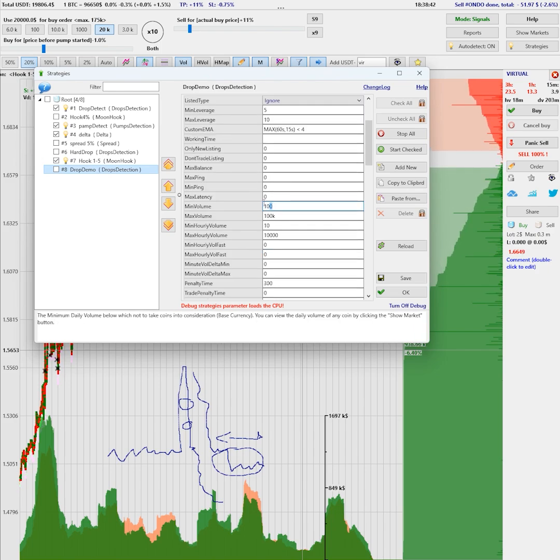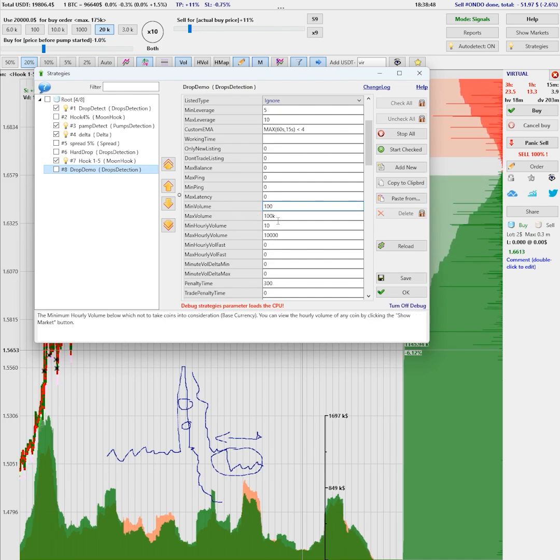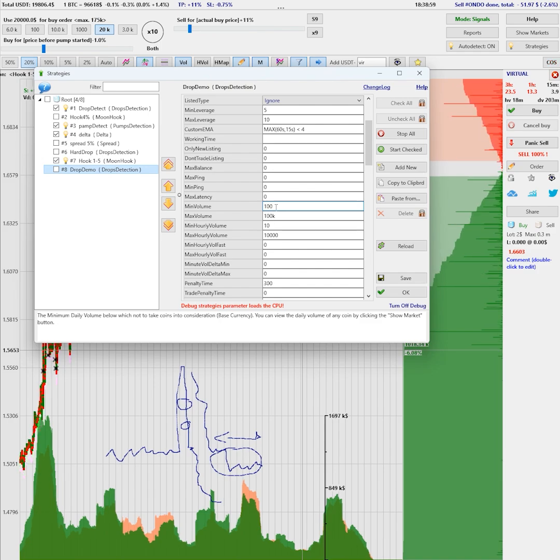Now this is where the magic happens. You have a lot of volume filters. So obviously, what we teach in our course is that one of the fundamentals is that if you want to have something tradable, the tradable coin needs to have volumes, and then you control how much volume you want. So this min and max volume, that's daily volume.